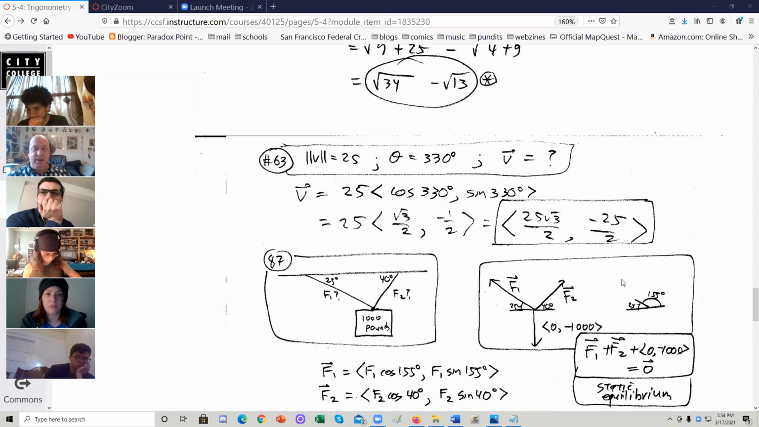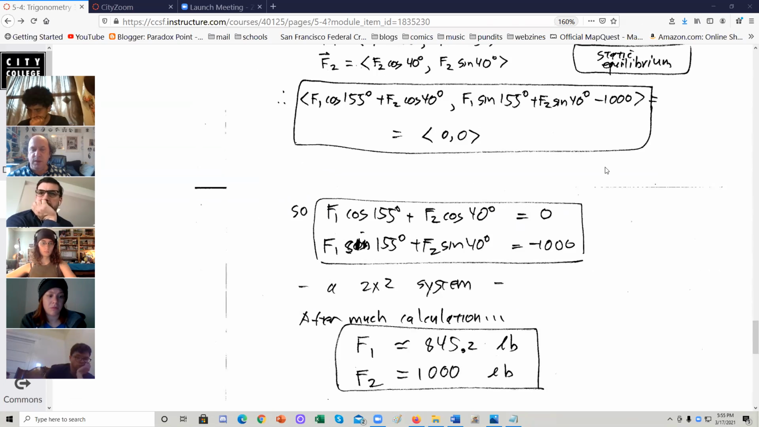We have vector v with length 25 at an angle of 330 degrees. What are the rectangular components of v? All right, v is length 25 times (cos theta, sine theta), so (cos 330, sine 330). Cos 330 is root 3 over 2. Sine 330 degrees is negative a half. Times 25 for both components, that's (25 root 3 over 2, -25 over 2). Here's the answer to that.